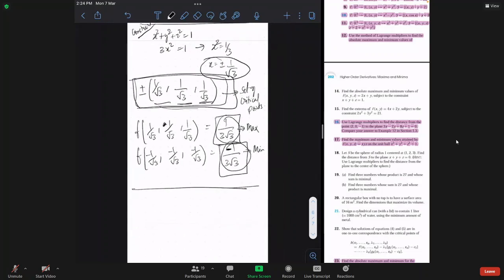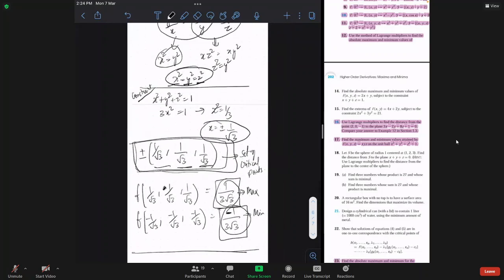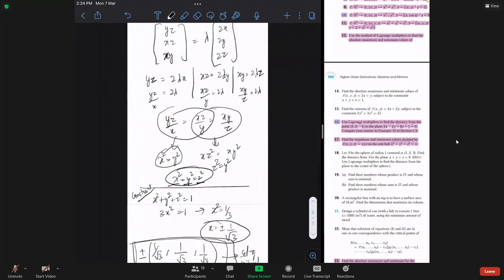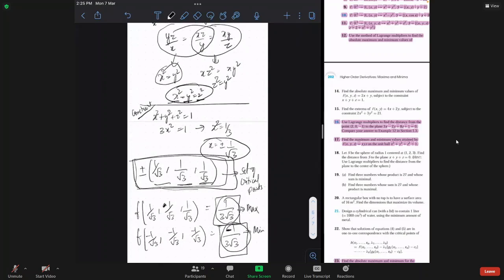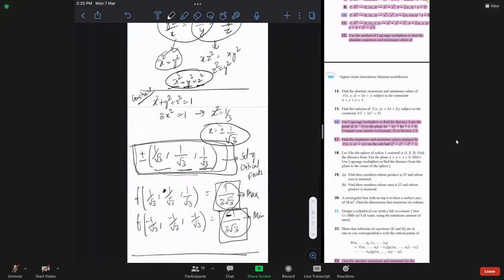Okay. Do you guys have any doubts in this question? I have a question. Yeah. So you're saying that as long as x is plus or minus 1 over square root 3, and y and z satisfy the equation where x squared plus y squared plus z squared equals 1, that's the critical point? Yeah, correct. Okay, nice. All right, thank you.